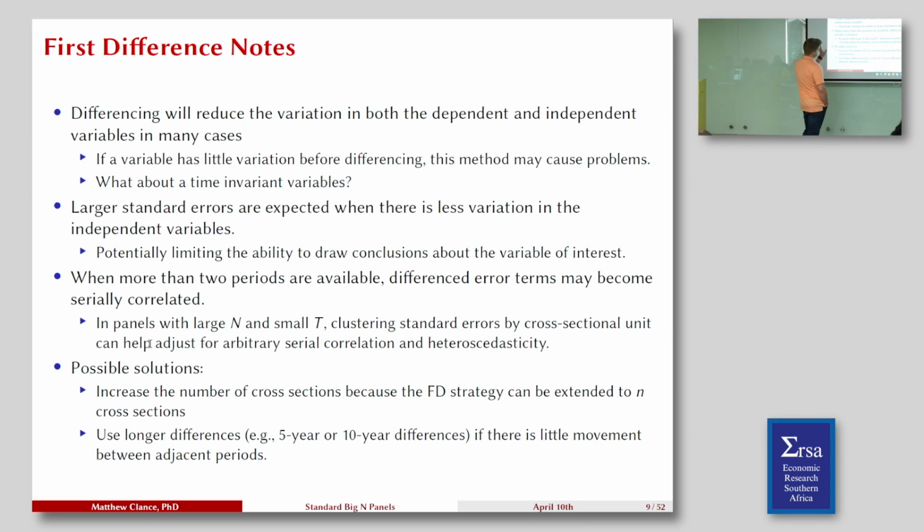Possible solutions, I always like putting this and then saying, increase the number of cross-sections because the first difference strategy can be extended to n cross-sections. Great. But if that was an option, why didn't you do it before? It's sort of like, you're saying to do this, but at the same time, if that was an obvious thing, you would have already done it, most likely. Okay, so I put it there, but at the same time, I know that most likely you've already added as many cross-sections as possible, okay?